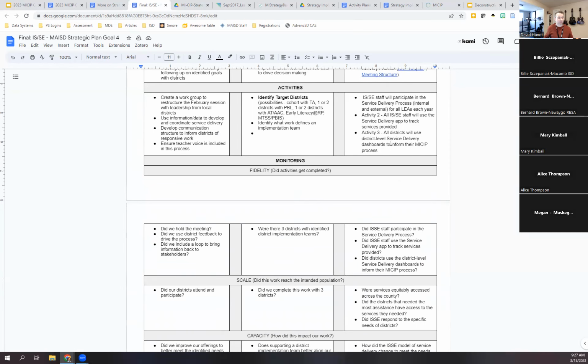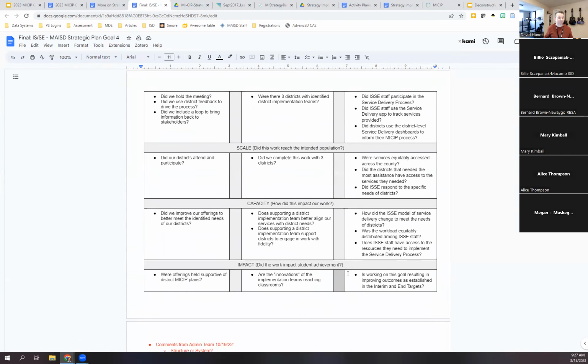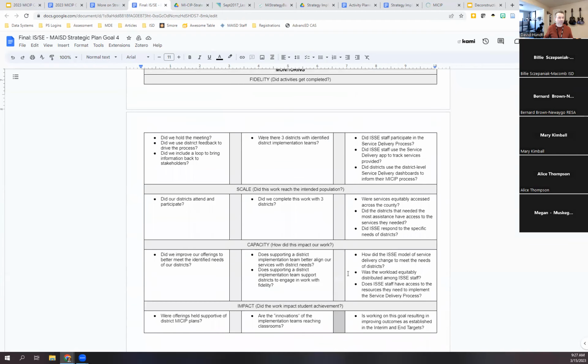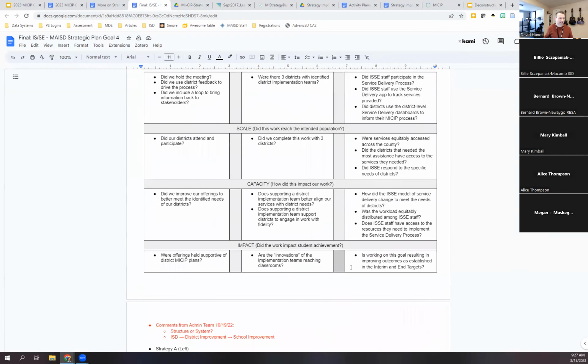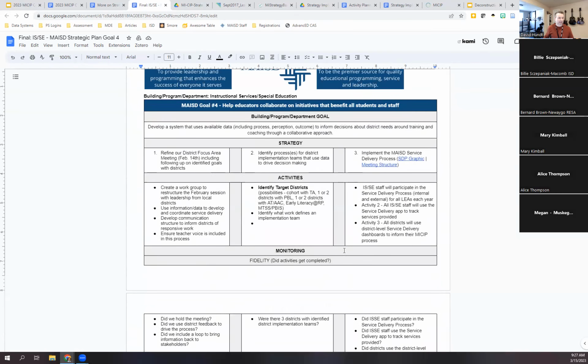And then we wrote out some activities for that. And then we thought through, how are we going to monitor this? And so we broke the monitoring out into fidelity, scale, capacity, and impact, just like it is in MICIP. And we actually use this to collect all the feedback from everybody in the department on this too. So that's kind of where we laid out our goal.